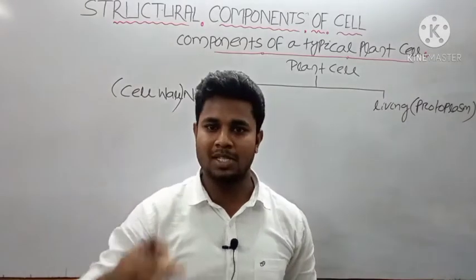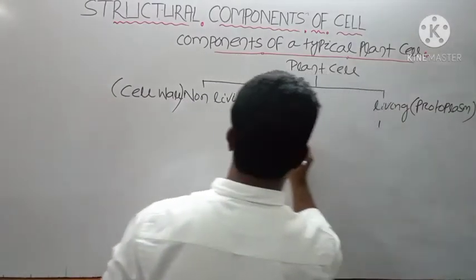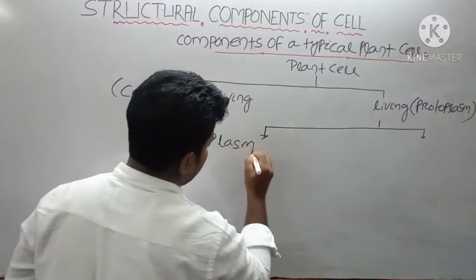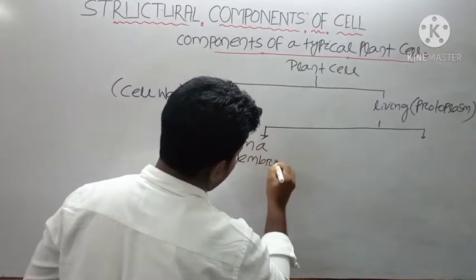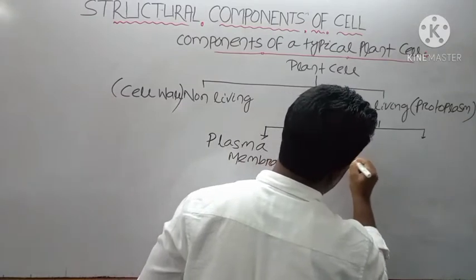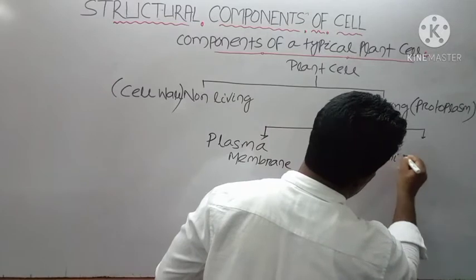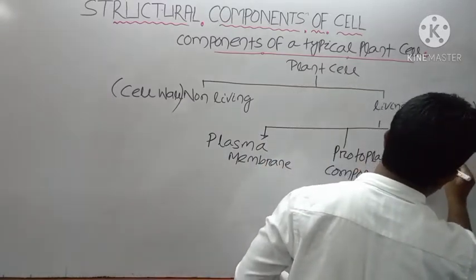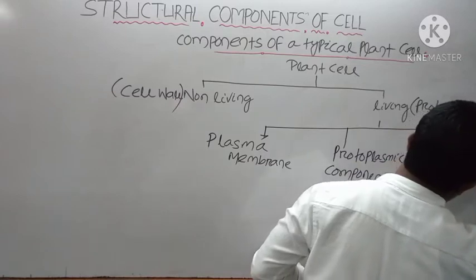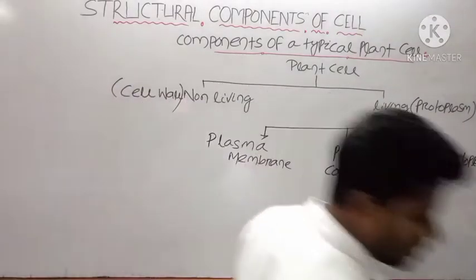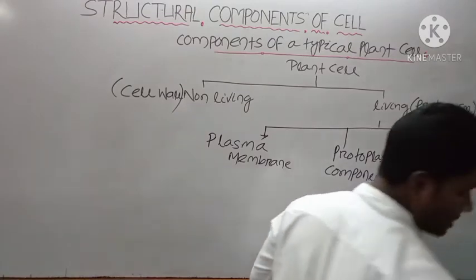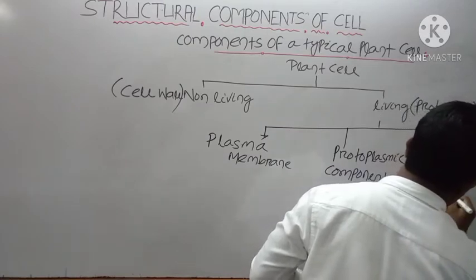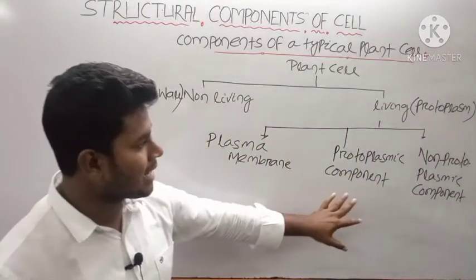Again, the living part, the protoplasm, is divisible into three parts. That is the plasma membrane, next the protoplasmic component, and third the non-protoplasmic component. These are the basic three types of living protoplasm.